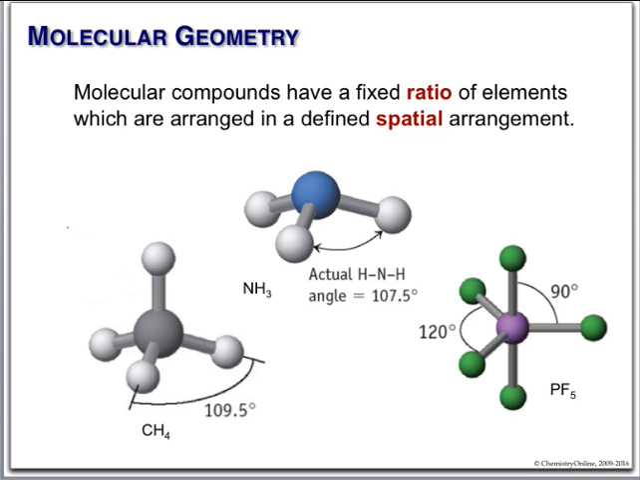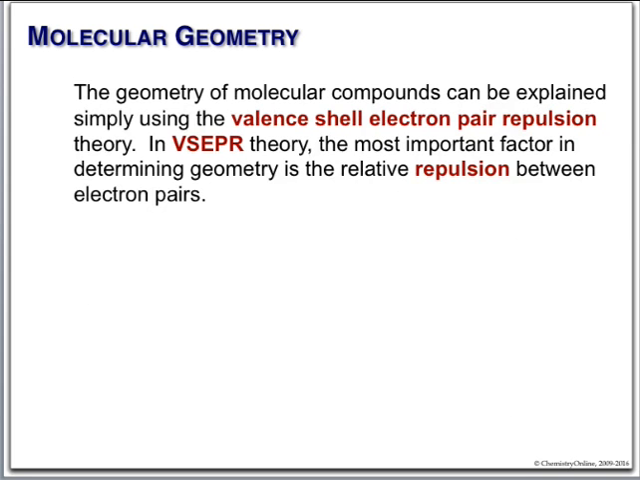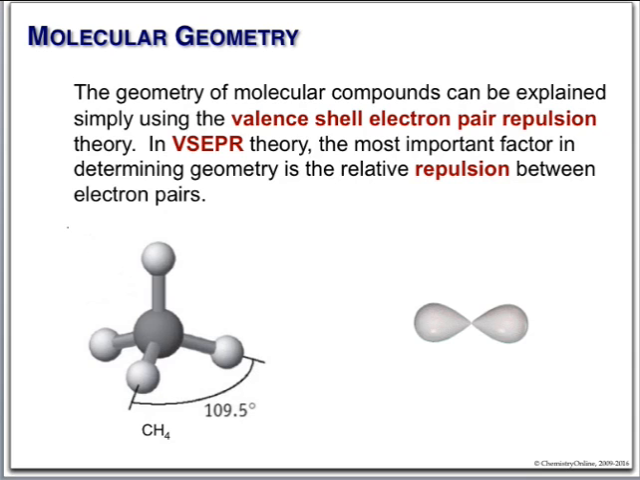What we're going to do is figure out a very simple rule that lets us predict what this geometry is going to be. This is called valence shell electron pair repulsion theory. Big words, but very simple concept. The concept is all covalent bonds, all pairs of electrons are going to repel each other. They're electrons, they're negative, they basically want to get as far apart from each other as they can.